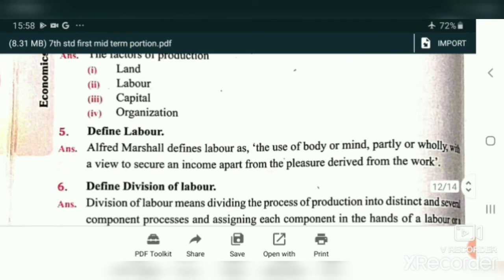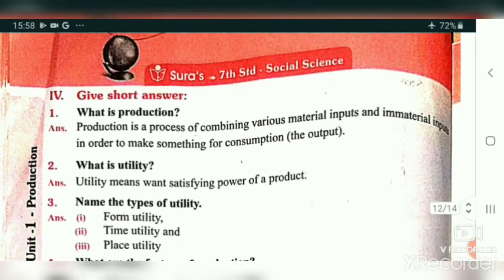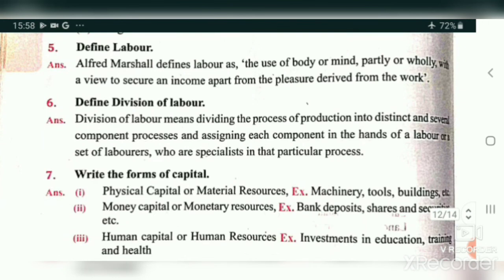And you see here, there are 8 2-mark questions. Study well for the exam. Students, first time you are going to write first midterm exam. So study all the 2 marks and 1 word book back questions and write well. All the best.